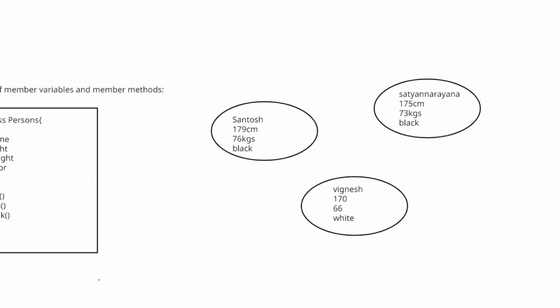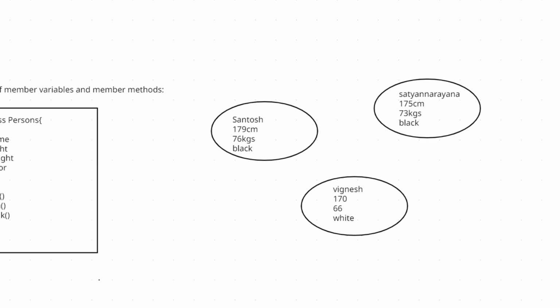So each and every individual copy is different. Understand or not? Here we can create multiple objects by using the same properties and behaviors. The properties data may vary. This is Santosh object. This is Satyanarayan object. This is Vignesh object. These three persons are different objects, but having the same properties.